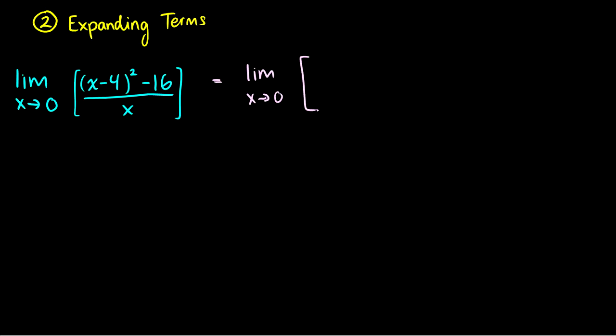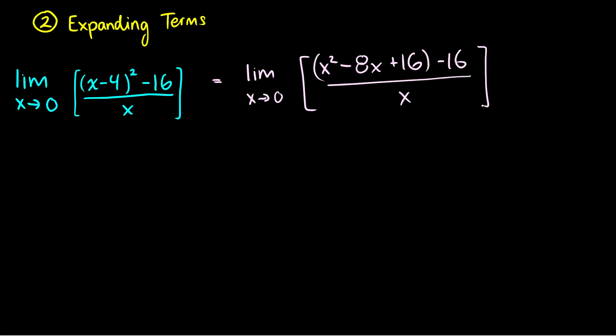So the top will be x squared minus 4x minus 4x, so it'll be minus 8x. And then negative 4 times negative 4 is positive 16. So we have all that. After we expand it out, then we subtract 16, and then we divide by x. Okay, this looks like maybe something we can work with, so let's simplify as much as we can. The limit as x goes to 0 of, well, this will be x squared minus 8x, and the plus 16 and minus 16 cancel each other out, so that's good. Then we have x on the bottom.